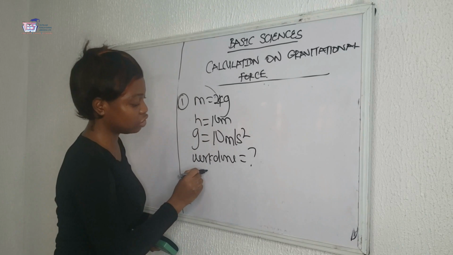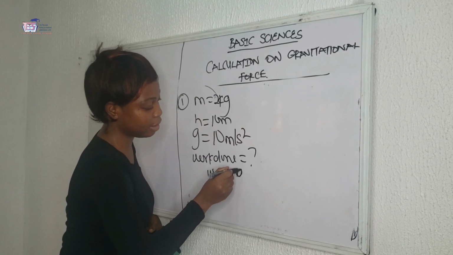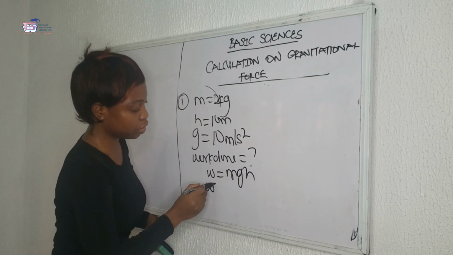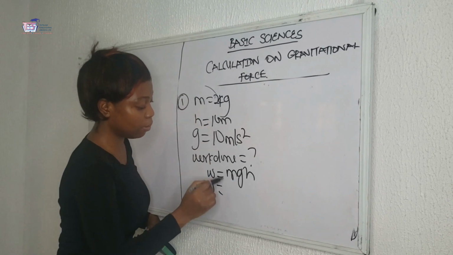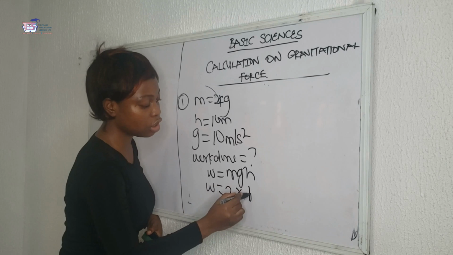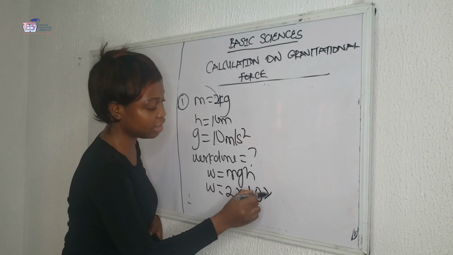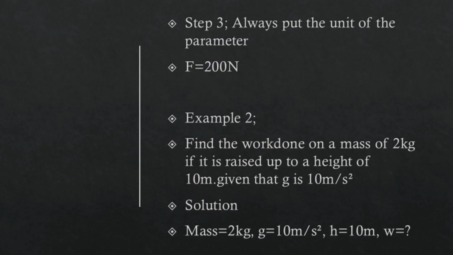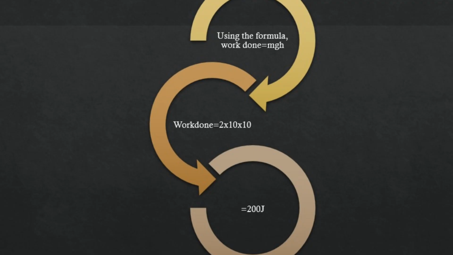So using the formula W equals mgh, W equals m, our mass, which is 2 kilograms, times our acceleration due to gravity, which is 10 meters per second squared, times our height, which is also 10 meters. W equals 2 times 10, which is 20, times 10, which is 200. Remember to always put the units, which is in joules. So W equals 200 joules.